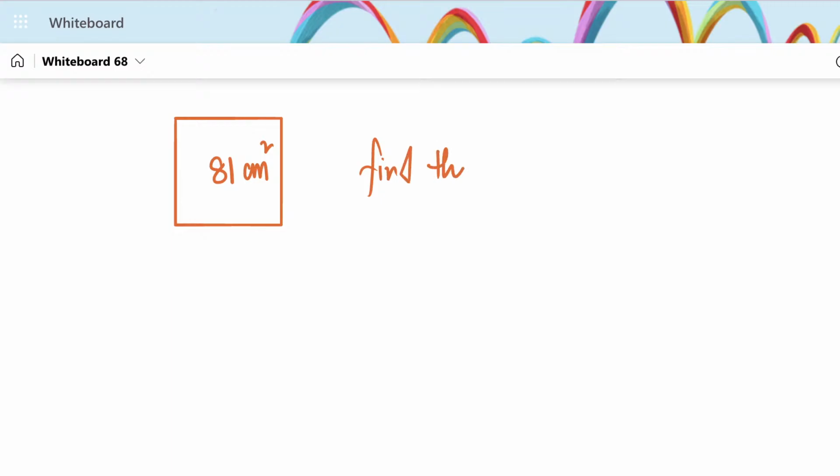Let's try doing one more question. Say for example, we have a square given to us, a square has an area of 81 squared centimeters. Find the perimeter of the square. We have to find the perimeter of this given square. Correct? Let's try solving this out.